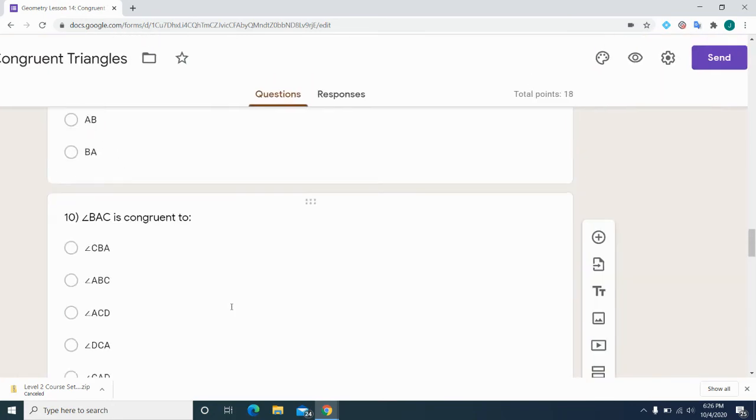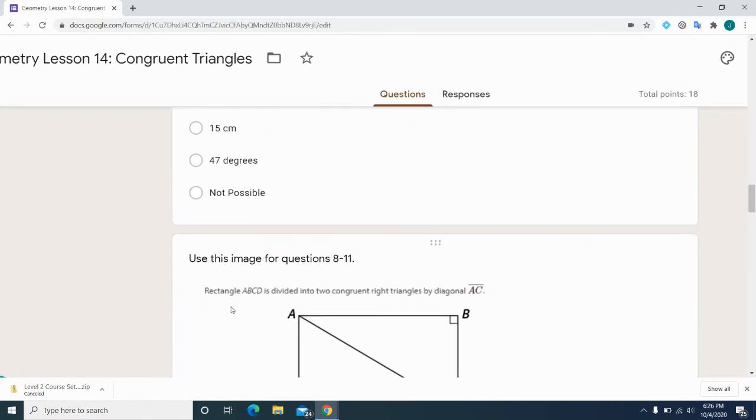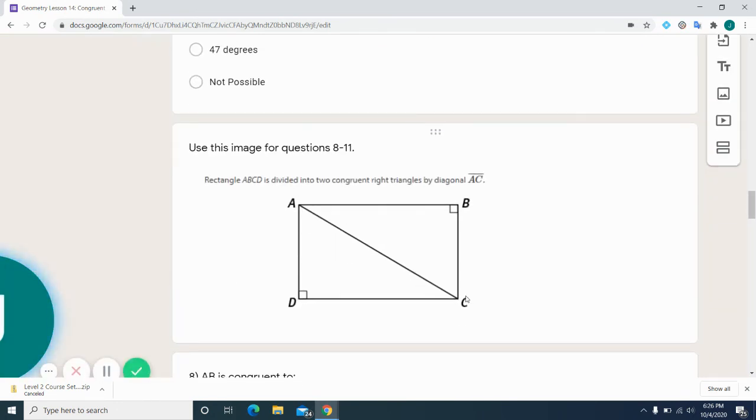Lastly, ACB is congruent to what? So ACB, so we're going to start at the angle cut in half. So if we're starting A here, we're starting C. And then, so ACB, go from the angle cut in half, go all the way across, and then go to the right angle. So let's do it starting on the other side.